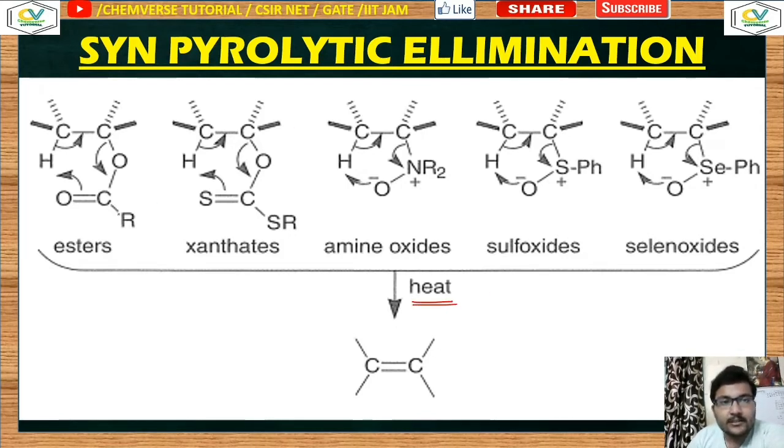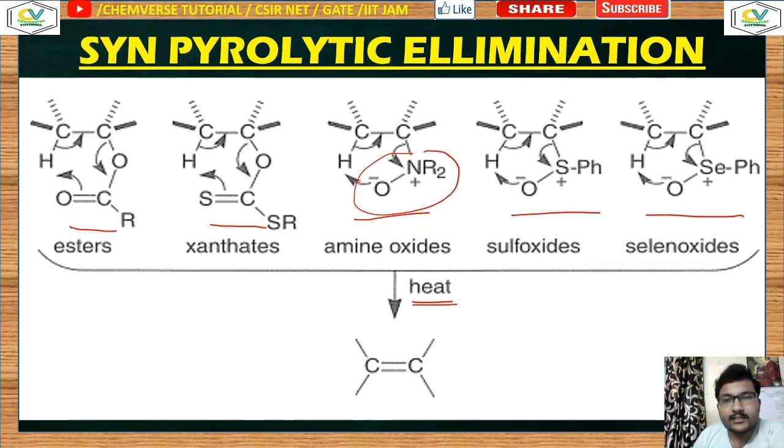So these are the substrates which can be used for this kind of syn pyrolytic elimination. It could be ester, it could be xanthate, it could be amine oxide like this one. This is amine oxide. It could be sulfoxide, selenoxide. So a similar kind of mechanism is observed. Suppose I am writing this ester portion. The first one, this is your ester portion.